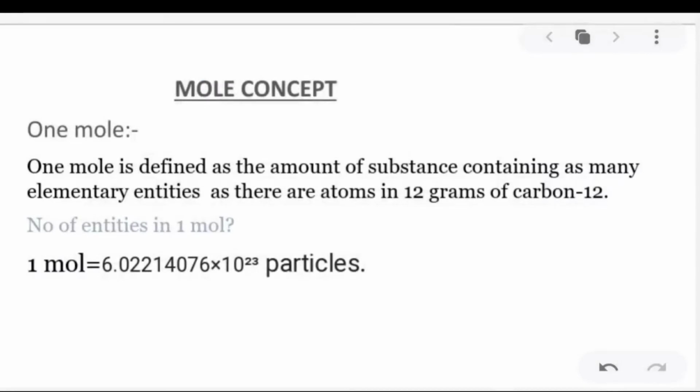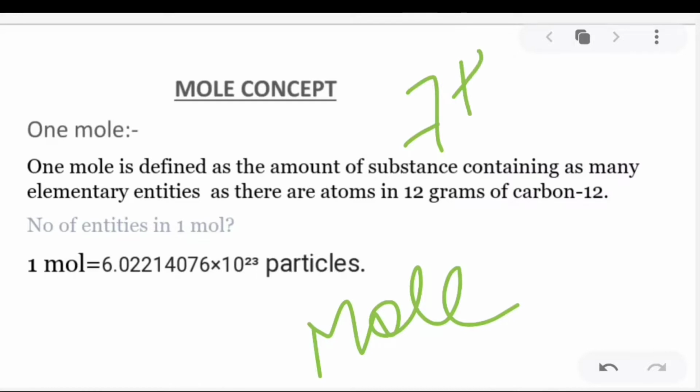What is the need of mole? Why is mole required? So, atoms and molecules are so small in size that even if they are present in a small quantity in a substance, it is a large number. So to handle such large numbers, mole was introduced. It is the seventh base quantity for the amount of a substance.